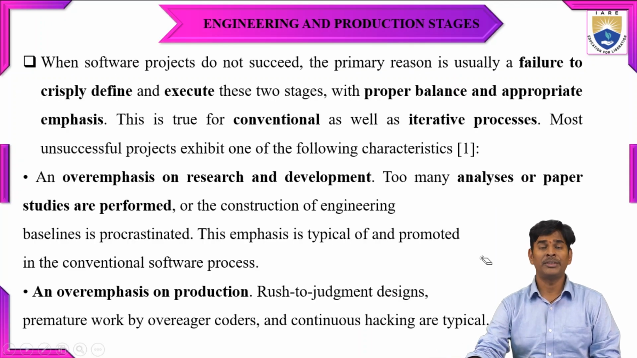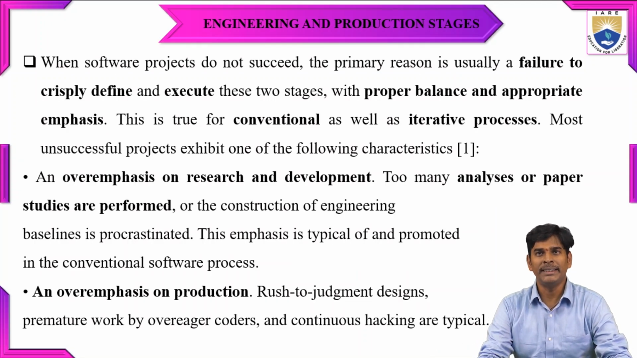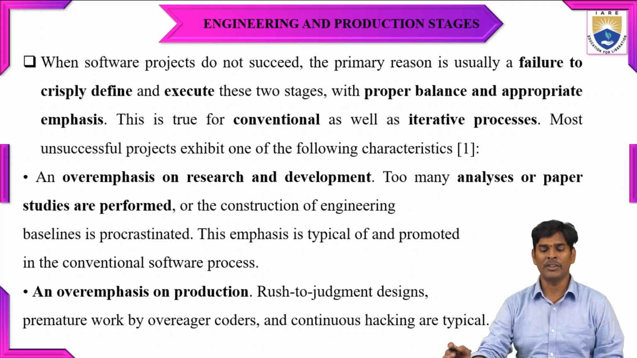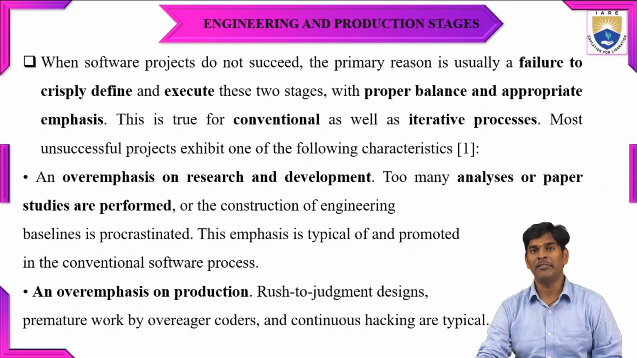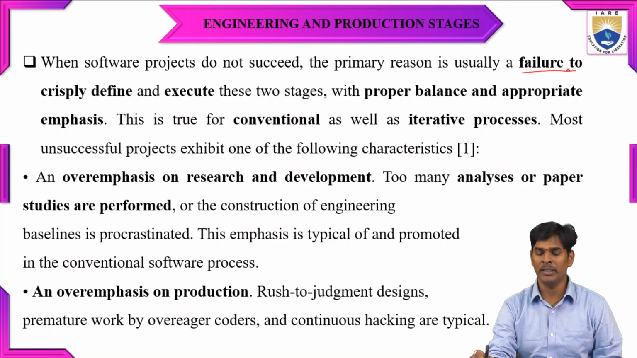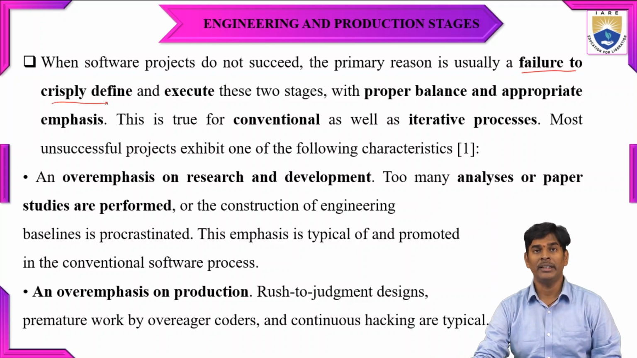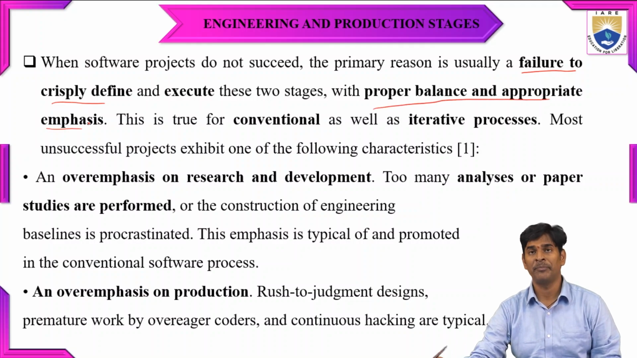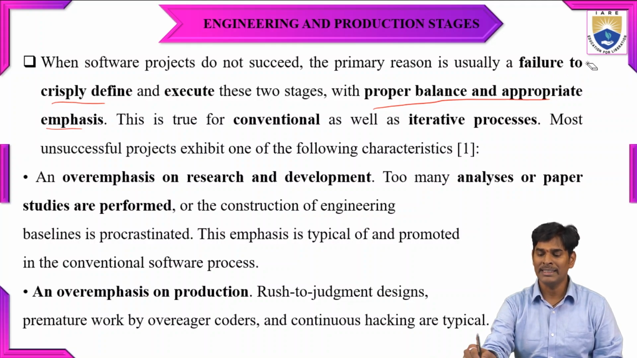Now we'll discuss what is meant by the engineering and production stages. In engineering, mainly when a software project does not succeed, the primary reason is that they need to define what the main failures are, such as define and execute. They need to verify whether there is a proper balance and appropriate emphasis defined or not. If it is not defined, then we can say the software project has not succeeded.